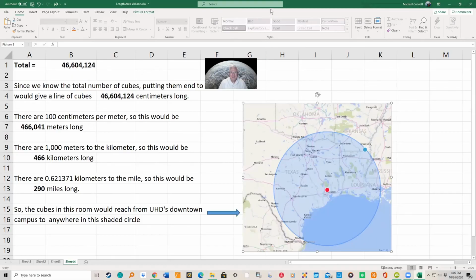It's pretty amazing, I think, for young people as well as for us as older people to realize just the difference between length, area, and volume. The cubes that fill one room, if you put them end to end, can go from here to San Angelo. That is pretty eye-opening.